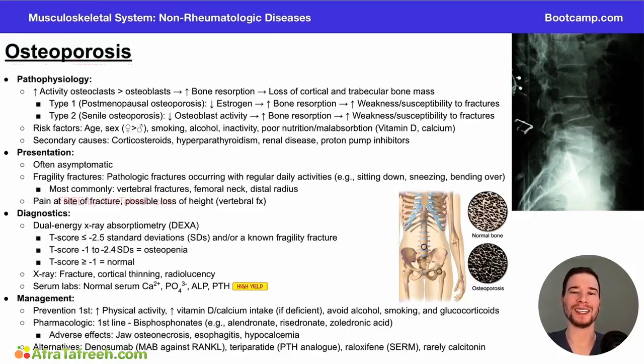Osteo is referring to the word bone, and porosis is referring to the porosity or porousness of that bone. And so what osteoporosis is, it is a porous bone that develops over time due to loss of bone mineral density. And this is important because patients with more porous bone are predisposed to fractures and other complications as well.